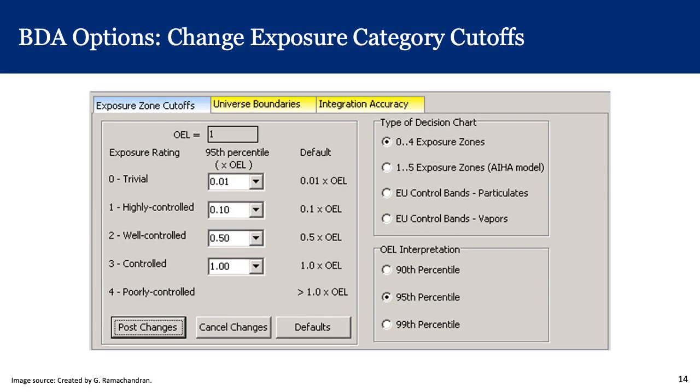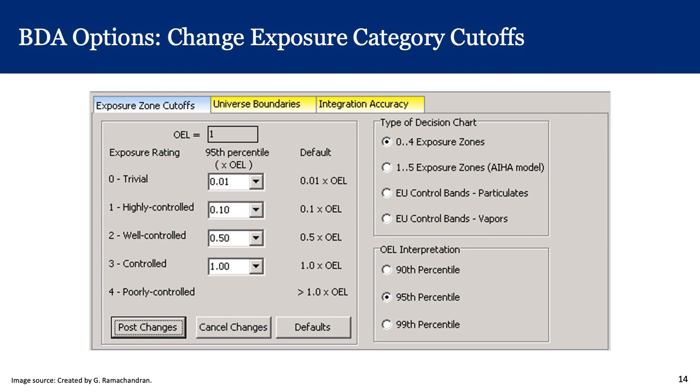This is another screenshot from the BDA software tool, and I'll talk more about this in another unit, but what it shows us is we can control the exposure category cutoffs. So in this type of decision chart, we have clicked on the right-hand side top. We said we need 0 through 4 exposure zones, which is what we have selected here. But we could also pick from one of several other options corresponding to 1 through 5 exposure zones, which is the AIHA model, or the EU control bands for particulates or vapors.